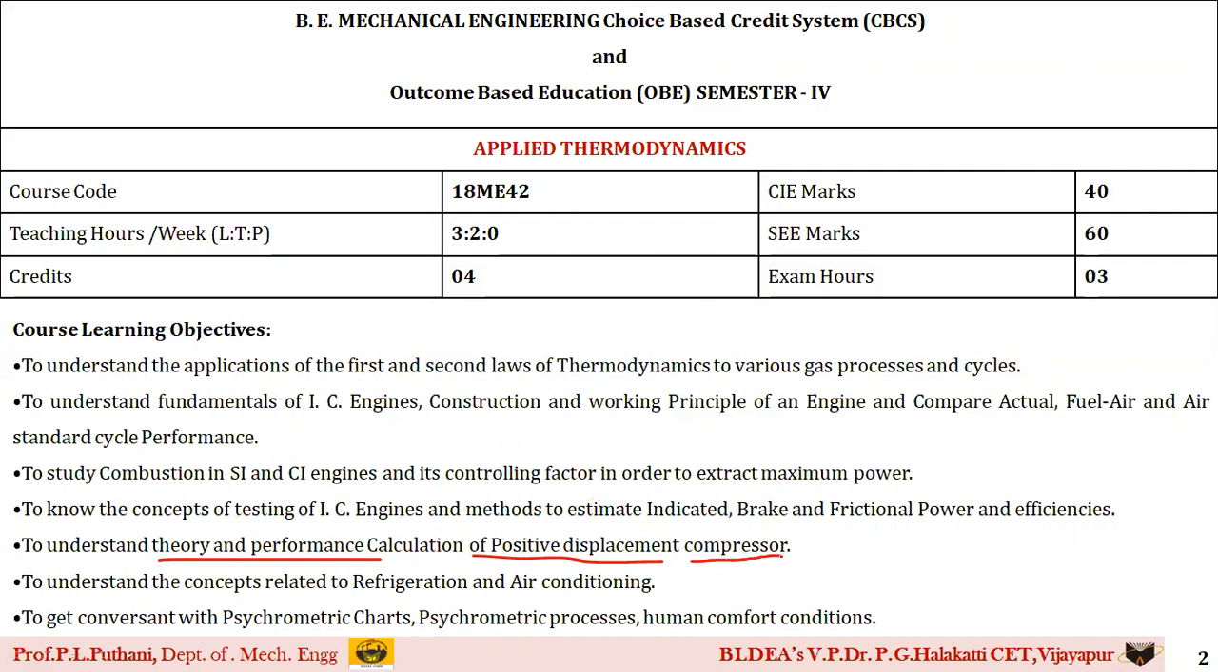Fourth objective, we can understand the theory and performance calculation of the positive displacement compressor, or you can call it a reciprocating compressor device. Similarly, we need to understand the concepts related to refrigeration and air conditioning, which you have learned in the previous semesters, the working of VCR and VAR. Here we will be learning in detail about refrigerants, types of refrigerants, types of refrigeration, and types of air conditioners. Then we will be using psychrometric charts and psychrometric processes, so that they can be applied for various applications. These are the objectives of the applied thermodynamics subject.